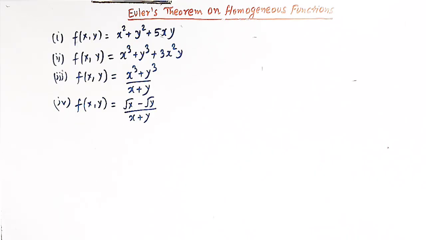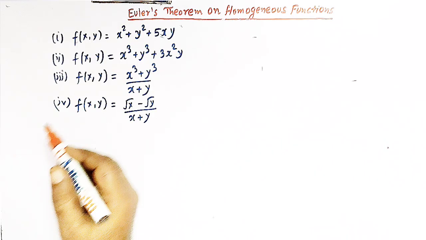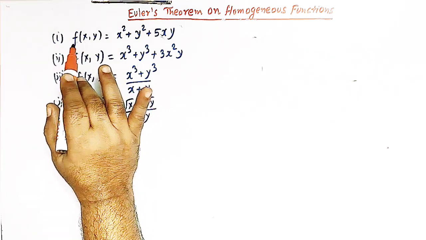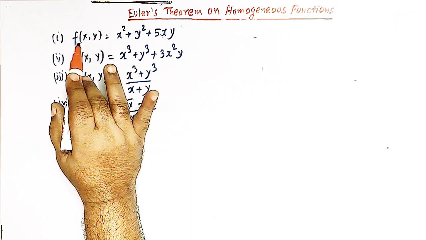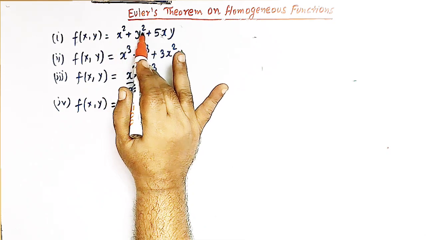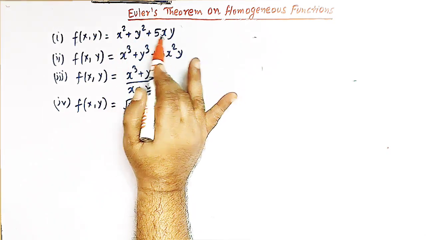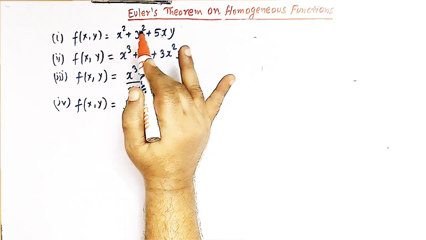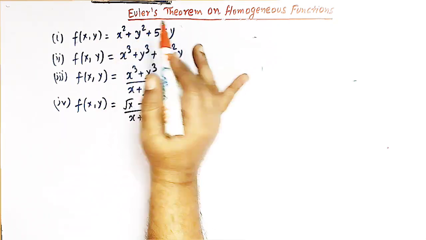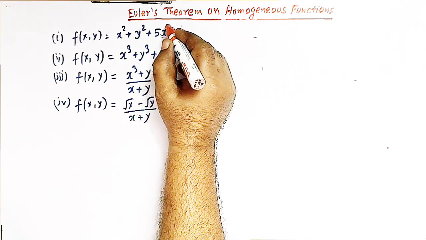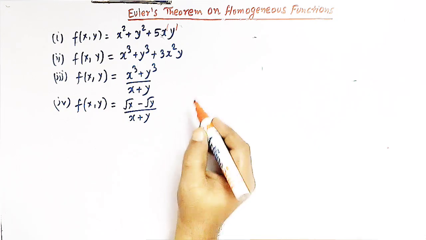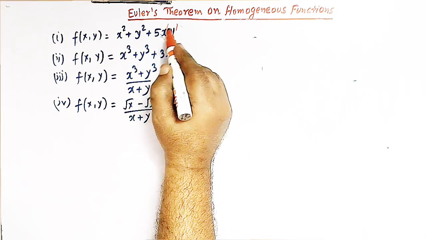So now to understand the concept of homogeneous functions, let us consider these four examples. So in the first one, we have the function that is in two variables, x and y. So we have f(x, y) is equal to x square plus y square plus 5xy. Right, and here we can see that the degree of each term is 2. Here we have 2, here we have 2, and here also we have 2, because here we have x raised to 1 and here also we have y raised to 1. So the degree is 1 plus 1, 2.